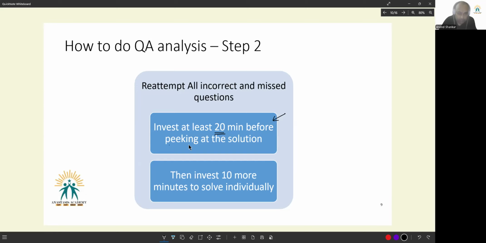Then you peek at the solution, simply look at the first step, or simply look at what the initial idea was. Don't look at it in entirety. Then invest 10 more minutes to solve individually. Try to solve it for a little more time yourself. Once you have spent time on solving it yourself, then you'll realize, okay, this works, this doesn't work, this is the wrong idea that I had.